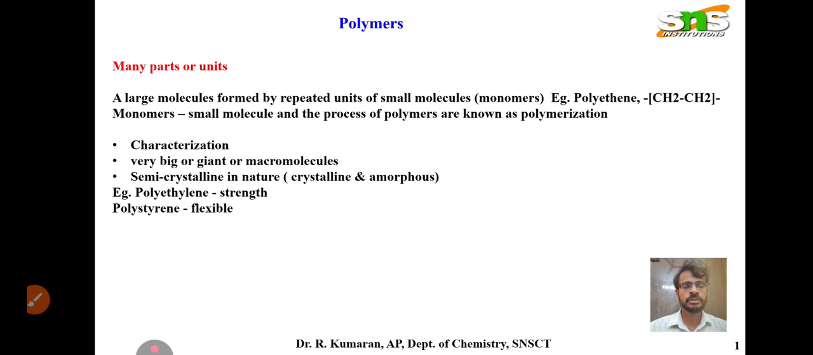And we can say it is semi-crystalline by behavior. That's the main characteristic of polymers. It means it has both crystalline as well as amorphous nature, ordered structure as well as disordered structure. Examples: polyethylene, which has very high strength, and polystyrene, which has good flexible behavior. These are some of the examples of polymers, and now how they are classified.